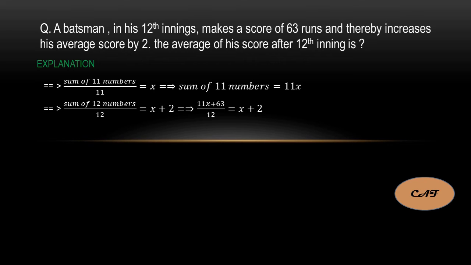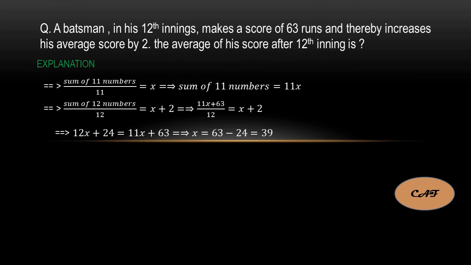Sum of 12 numbers divided by 12 is equal to x plus, in the question they mentioned his average increased by 2, so I added plus 2 to the average. And again same thing for the sum of 12 numbers, we can write it as the sum of 11 numbers plus 63. So we already have the sum of 11 numbers value 11x. So (11x plus 63) divided by 12 is equal to x plus 2. You can take 12 to the right side, you will get 12x plus 24 is equal to 11x plus 63. That implies you will get x value as 39.